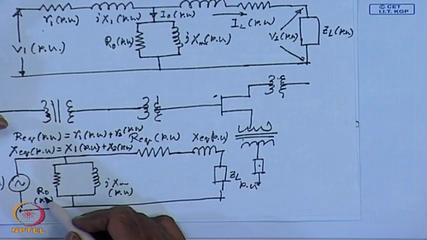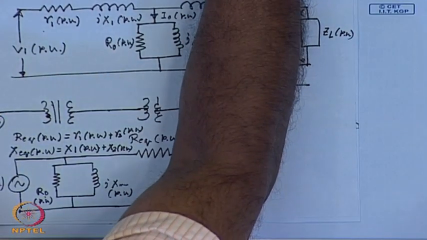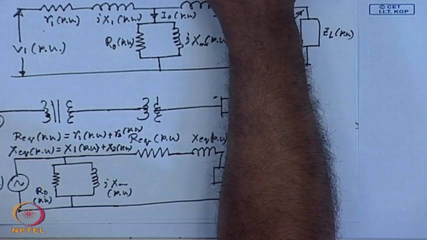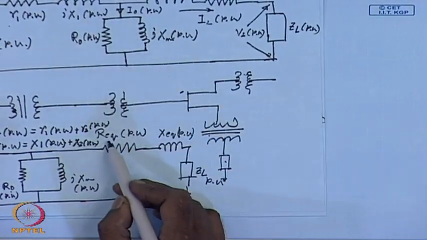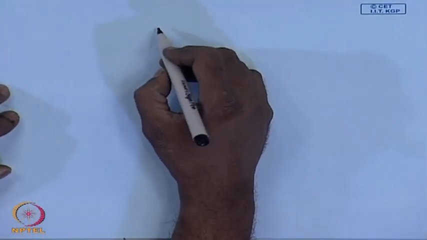So, of the parameters of the approximate equivalent circuit of a transformer, we have found Rm and Xm. Next, we have to find out the parameters Req and Xeq, and this is done by short circuit test. In short circuit test, what do we do?